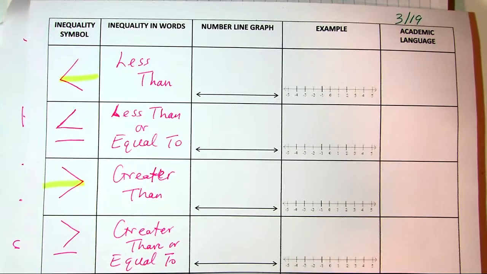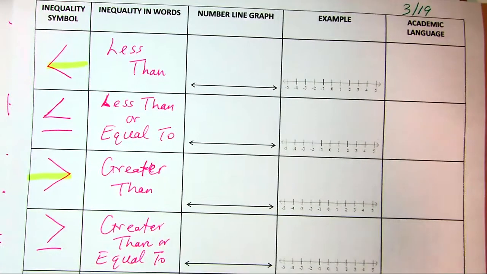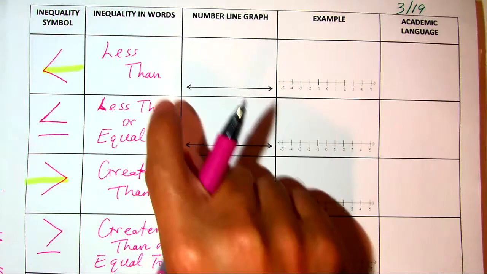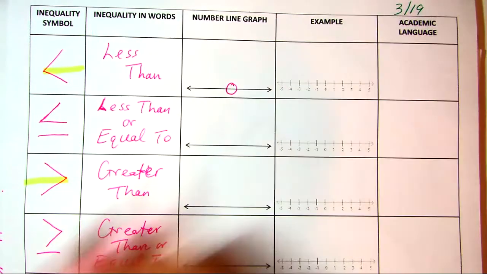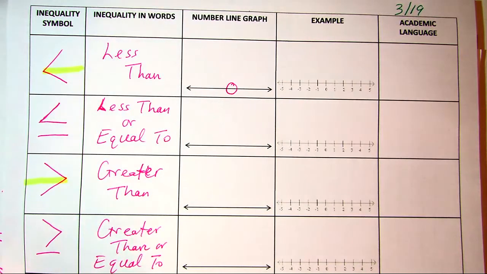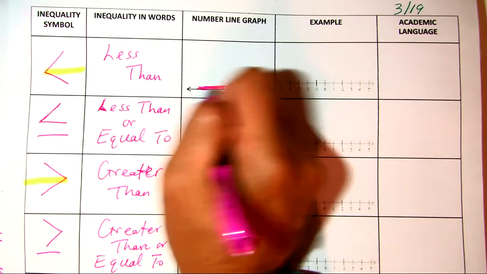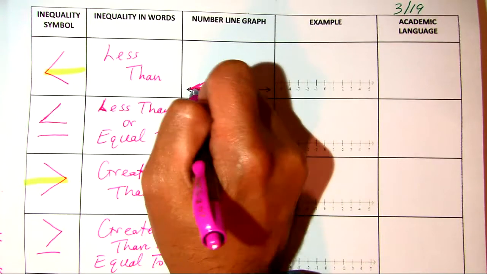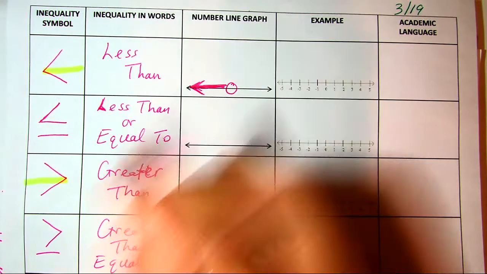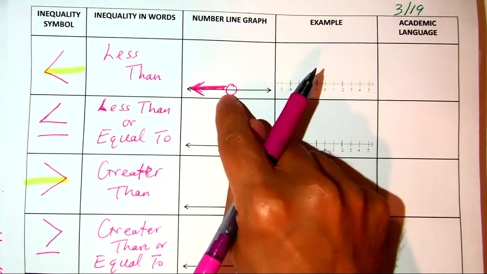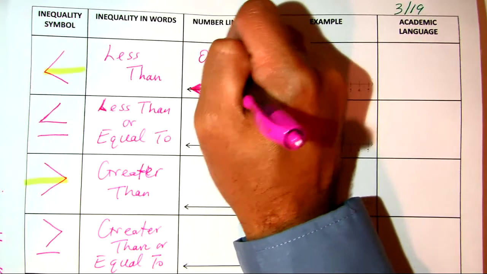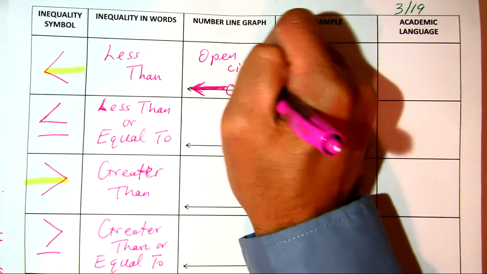Alright, let's go back to its vocabulary. Let's start with less than. Less than means like this. You pick a location on the number line and everything to the left side will be less than. Now this open circle means we don't count that number, whatever that number is. So on the number line we're going to draw an open circle.